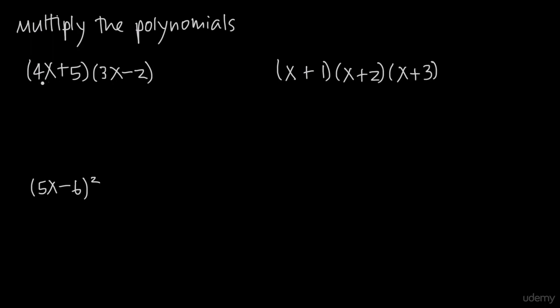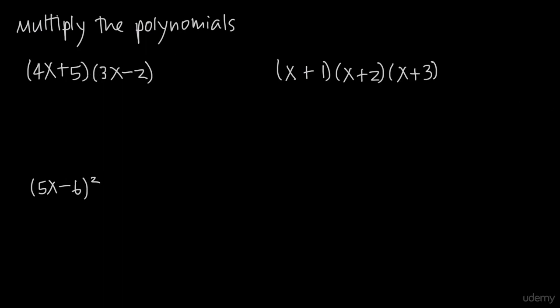In this first one, we have a polynomial 4x plus 5 and a second polynomial, 3x minus 2. Because they're both in parentheses and sitting right next to each other, this tells us that we're multiplying them together. More specifically, both of these are binomials because they each have two terms. And remember, bi means two. You'll often hear that when you multiply binomials together, we use the FOIL method, where FOIL stands for first, outer, inner, last.